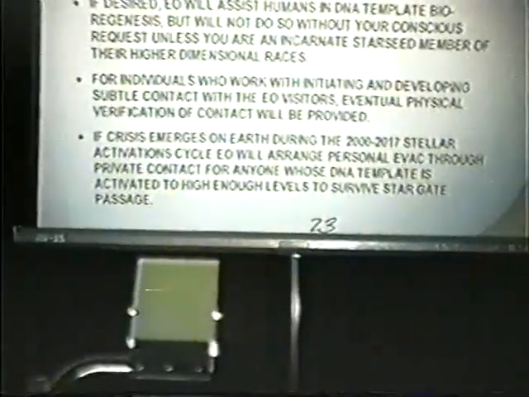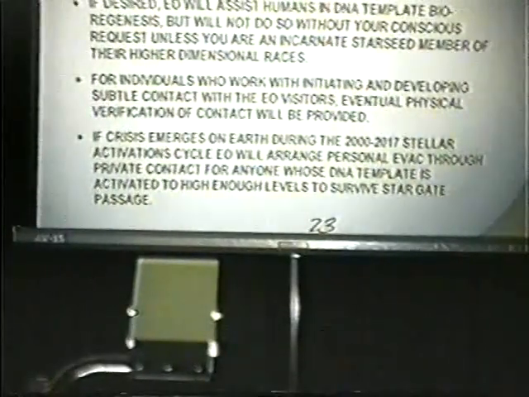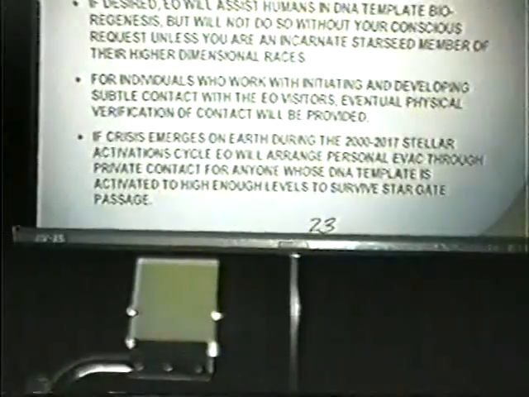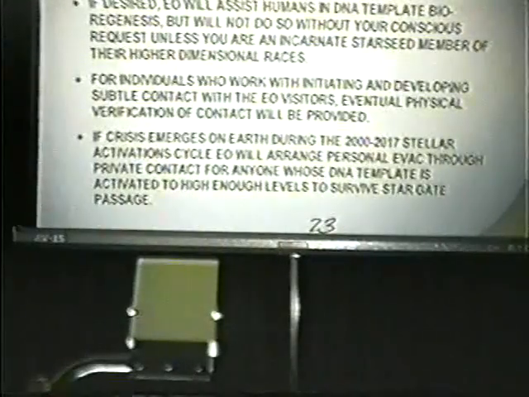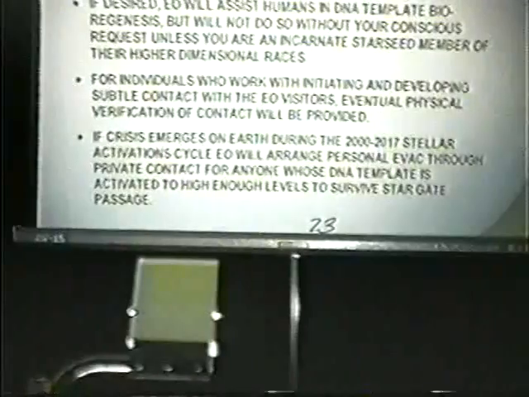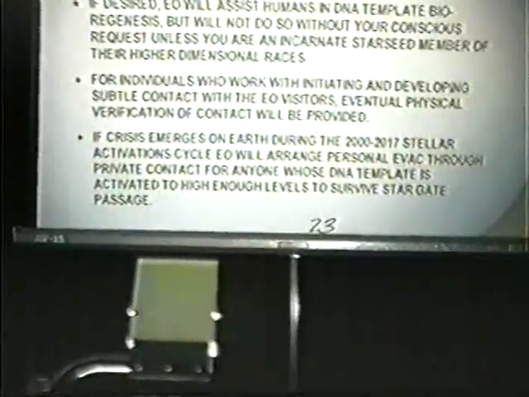Okay? So for individuals who work with initiating and developing subtle contact with the visitors, eventual physical verification and contact will be provided. And if crisis emerges on the planet during the 2017 stellar activation cycle, they will arrange personal evac through private contact for anyone whose DNA template is activated to high enough levels to survive Stargate transit. So this is basically the proposal they're offering.